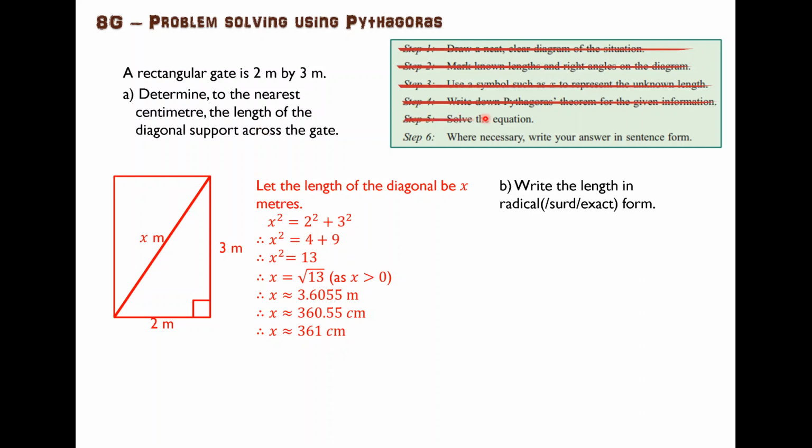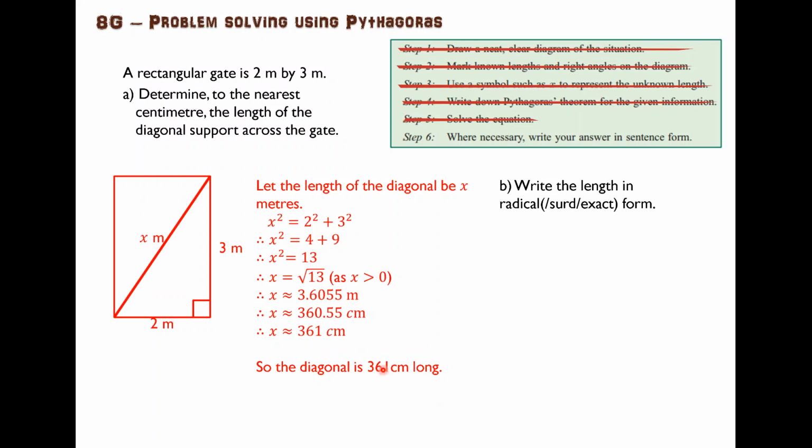We've solved the equation. Especially if the question is worded, it is sometimes useful to write your answer in sentence form, especially if you want to be really clear what the answer is. So the diagonal is 361 centimeters long. Now, I don't know what your guess was. Mine was about 4 meters, and it turns out that was pretty close. I figured it was a little bit over 3.